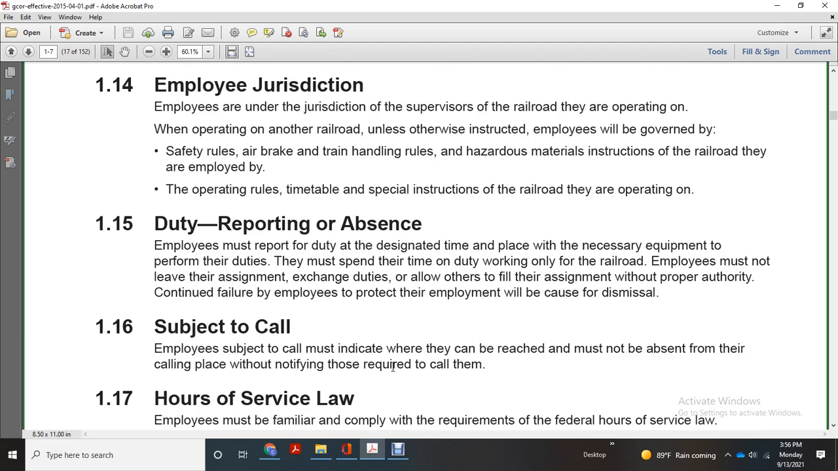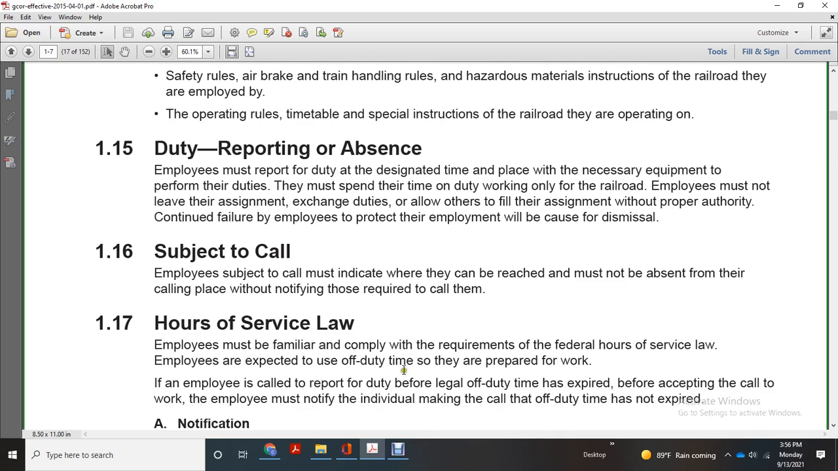116. Subject to call. Employees subject to call must indicate where they can be reached and must not be absent from their calling place without notifying those required to call them. 117. Hours of service law. Employees must comply with the requirements of the federal hours of service law. Employees are expected to use off-duty time to prepare for work, and must ensure their legal off-duty time has expired before accepting the call.